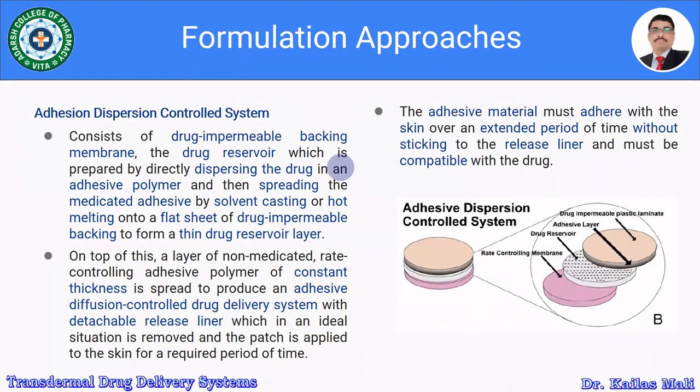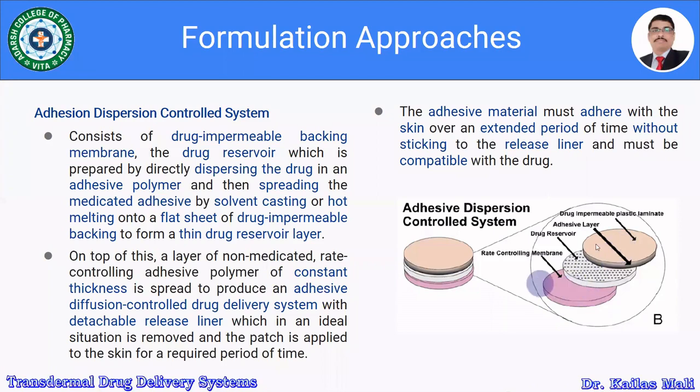Very first approach, that is the adhesion dispersion controlled system. Look at the figure. It consists of a drug impermeable backing layer. So here it's a backing layer, right? Then this one is the adhesive layer. Then this is the drug reservoir, and here it's a rate controlling membrane, right? So this is the basic design for the adhesive dispersion control system.